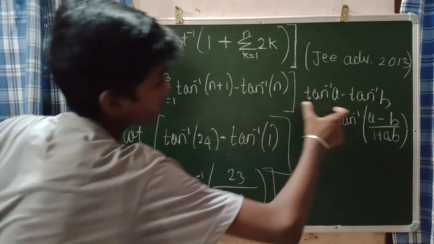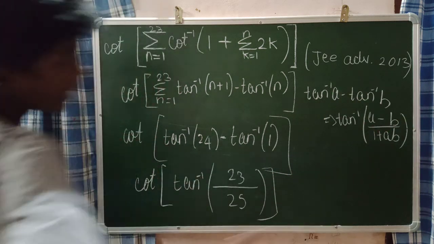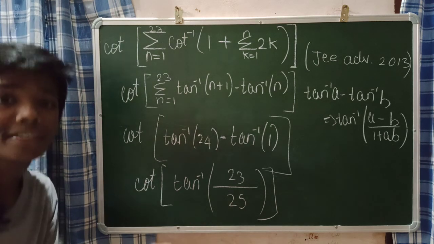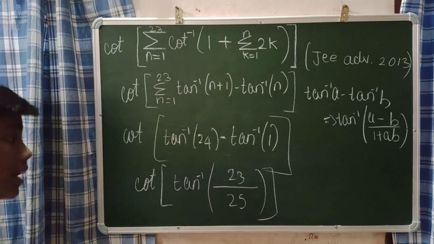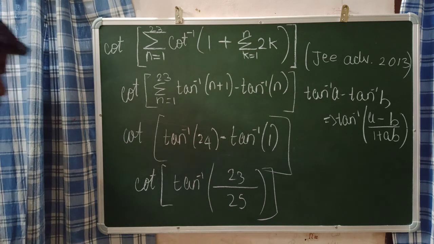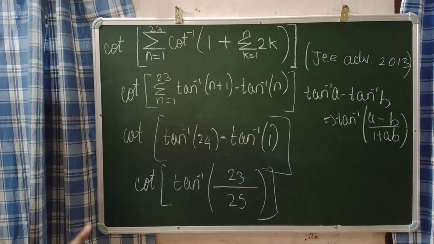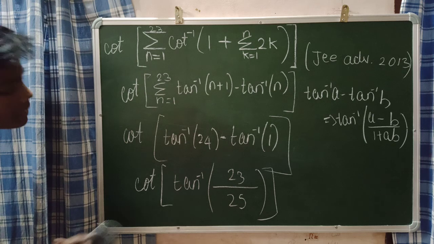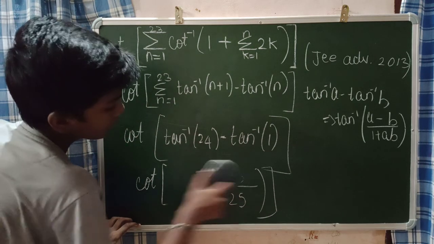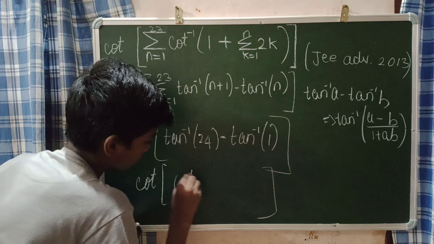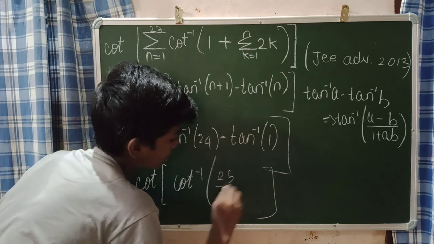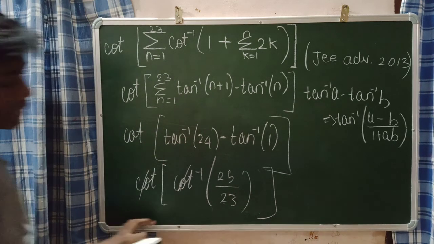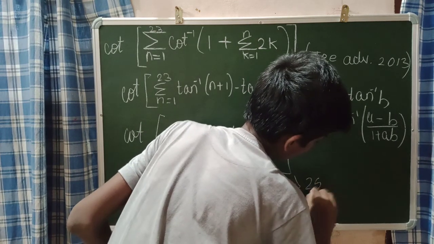Now, I just used this formula, tan inverse of A minus tan inverse of B, that is tan inverse of (A minus B) divided by (1 plus AB). After this, try to convert this tan inverse in terms of cot inverse so that you can cancel this cot and cot inverse. When you convert this tan inverse in terms of cot inverse, what you will get is cot inverse of 25 by 23. Then this cot and cot inverse will cancel, and the final answer is 25 by 23.